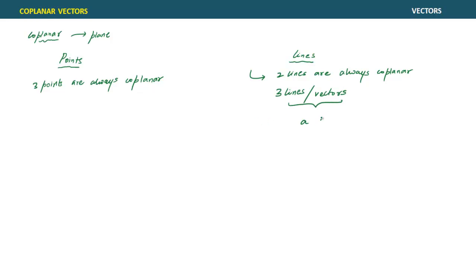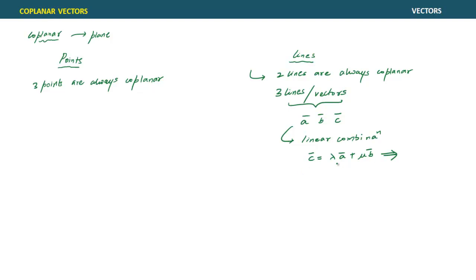So let's say you want to prove A, B and C are three vectors and you want to prove them coplanar. That means they can be written in a linear combination. If they can be written in a linear combination, that means it's coplanar. So for example, if C can be written as lambda times A vector plus mu times B vector, this implies that they are coplanar. So that means a resultant of A and B will give you C.